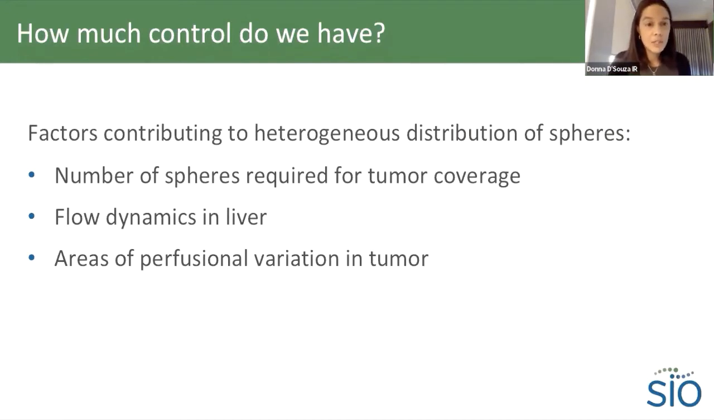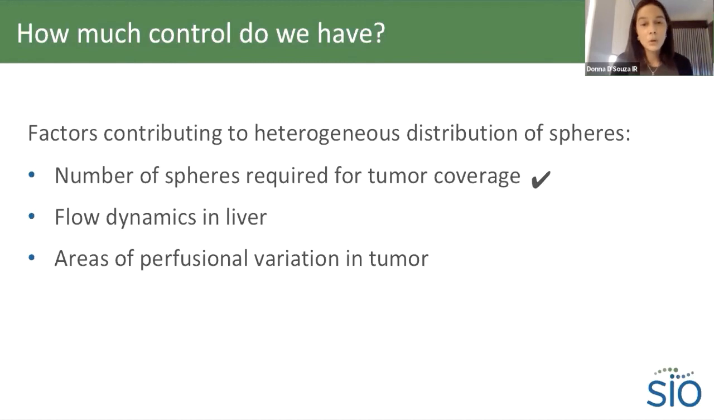So the factors that contribute to the heterogeneous distribution of spheres are knowing the number of spheres required for adequate tumor coverage, the flow dynamics in the liver, which is variable in different patients, and also areas of perfusional variation in the tumor. Some areas are more hypervascular, some are a bit less vascular, some areas have necrosis or fibrous tissue or cystic change. And so some of these factors we do have some control over, not complete control.